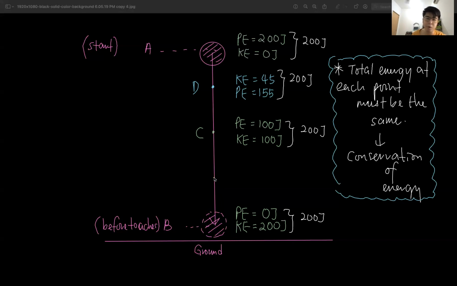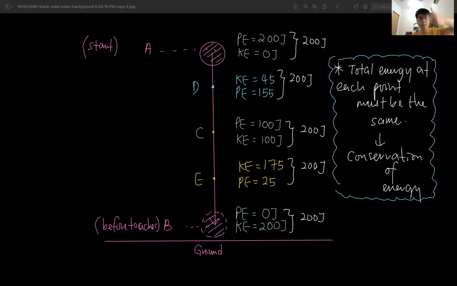Question asks you, point E, the kinetic energy, how much if the potential energy is, let's say, 25? So how do you find this? Again, you use 200 minus 25. So you get 175. Again, this adds up to 200 joules.